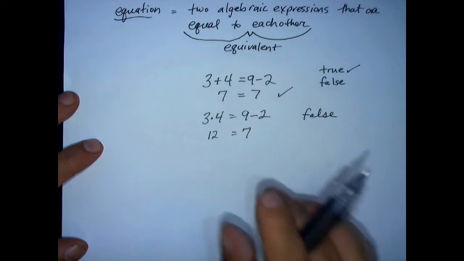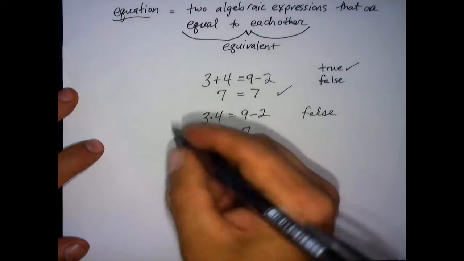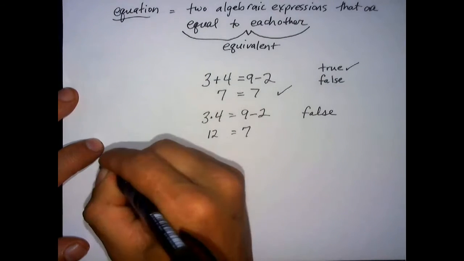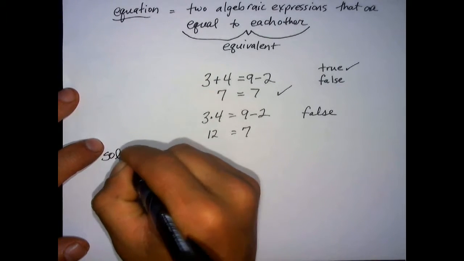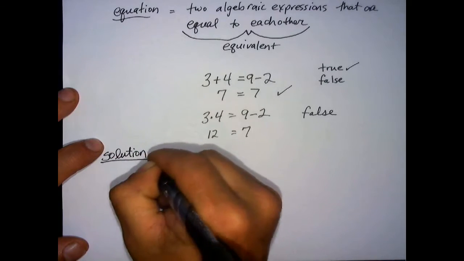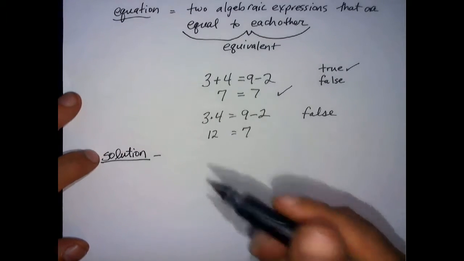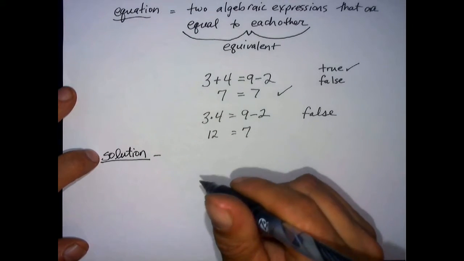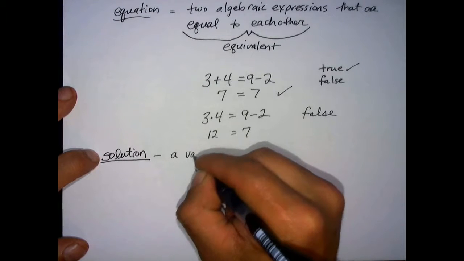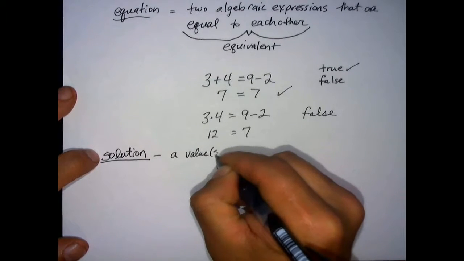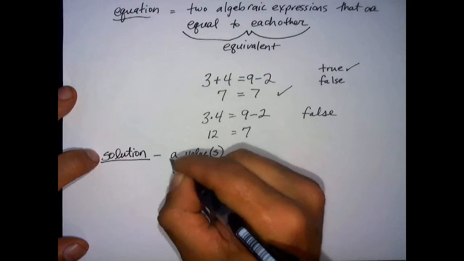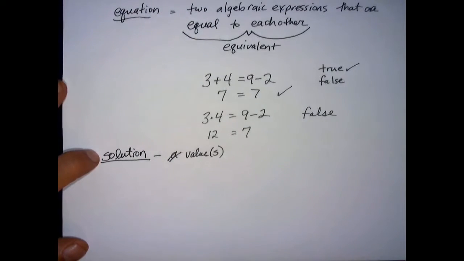So what we're going to do is determine a solution. We're going to find solutions to equations. Now, right now, we're just going to determine if a number is a solution to an equation. Later, we're going to be solving a whole bunch of equations. But for now, what is a solution to an equation? It's a value, and there can be more than one solution to an equation.